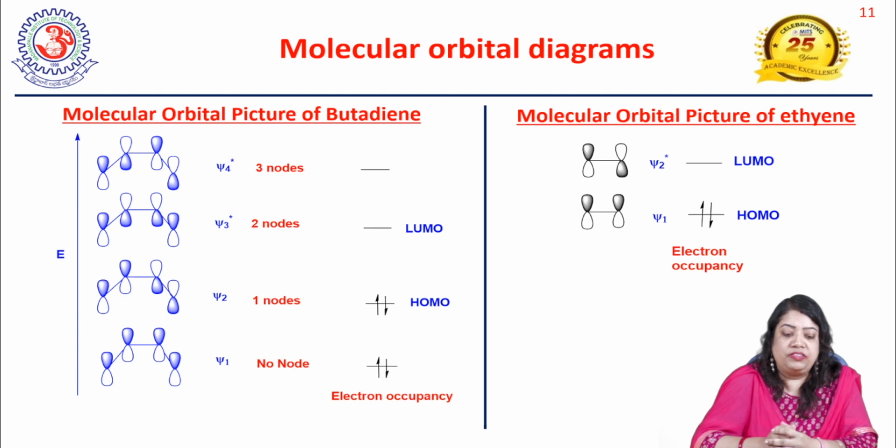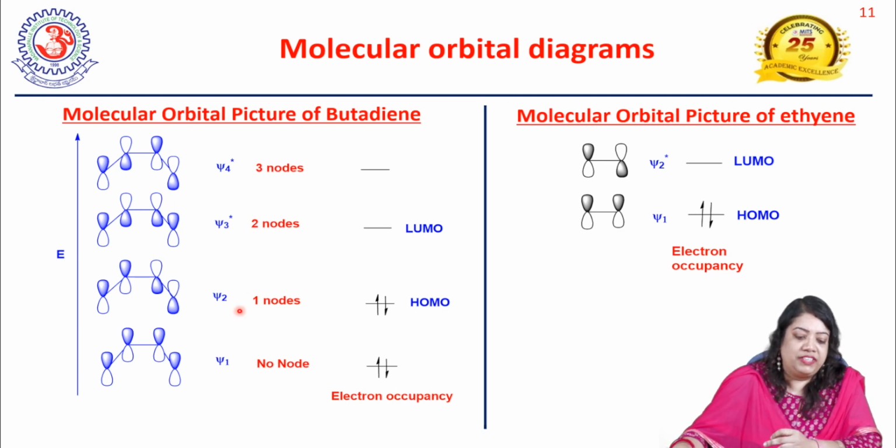So before going to that topic, we have to understand the molecular orbitals of 1,3-butadiene and the ethylene system. Now, butadiene contains 4 p atomic orbitals and 4 pi electrons. These 4 p atomic orbitals combine to form 4 molecular orbitals. These molecular orbitals are shown here. Chi1, Chi2, Chi3 star and Chi4 star are the 4 molecular orbitals of the butadiene system.